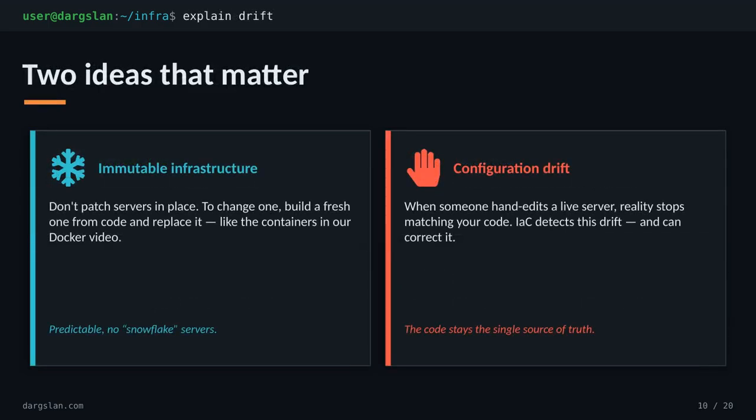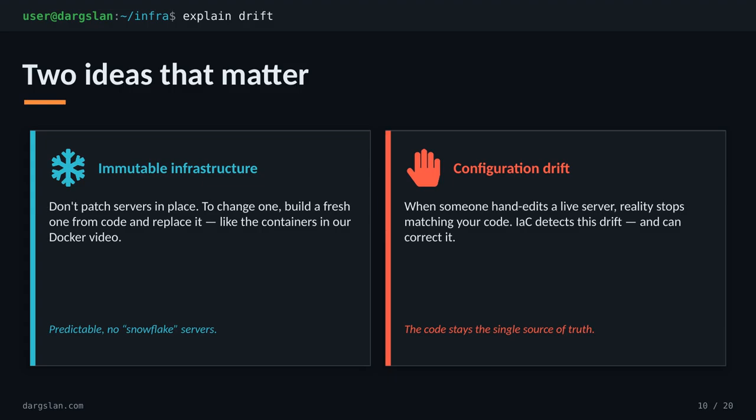Those payoffs rest on two ideas worth naming directly. The first is immutable infrastructure. Instead of patching a running server, you build a fresh one from code and swap it in, just like we did with containers in the Docker episode. No snowflakes, no servers with mysterious histories. The second is configuration drift. What happens when someone SSHs in and tweaks things by hand?